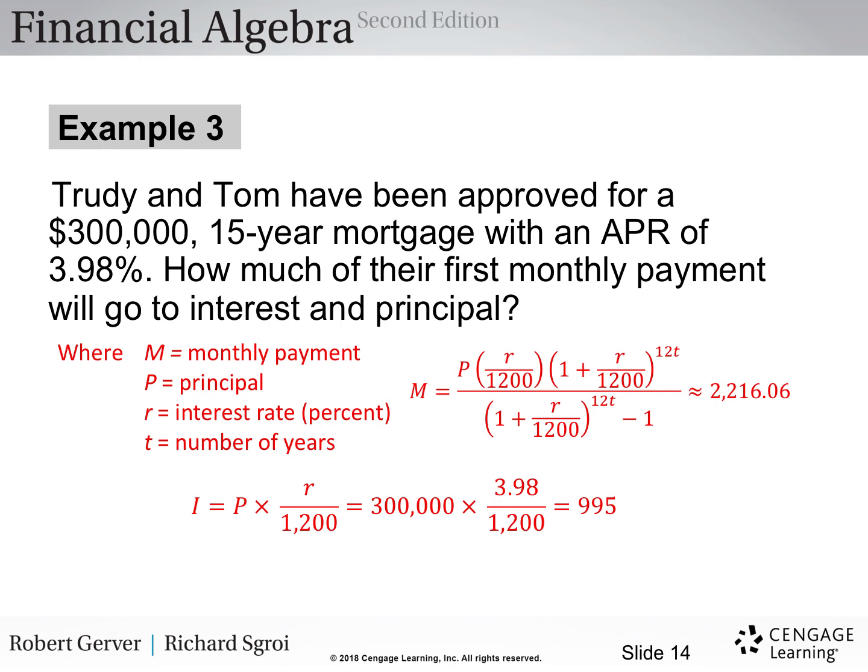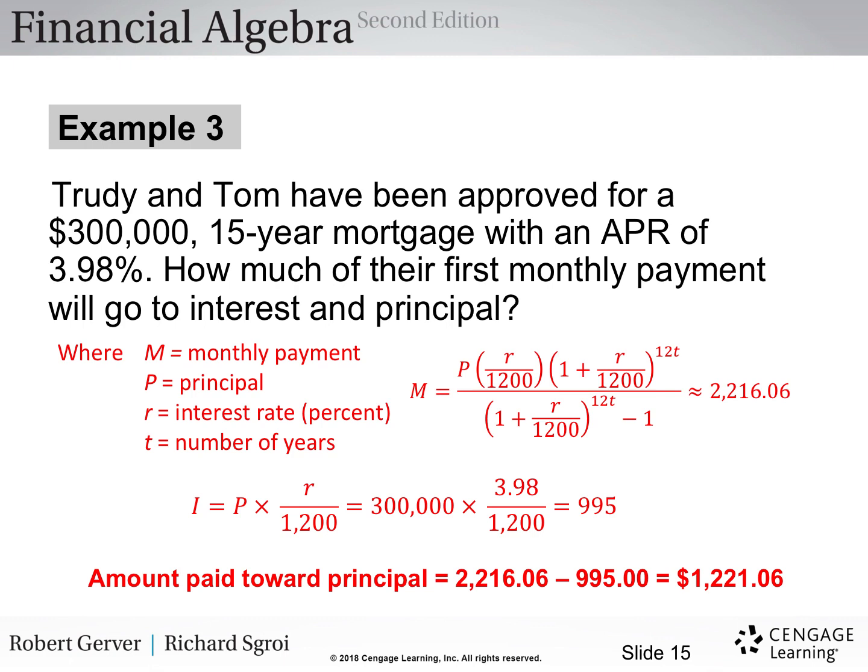So now we need to calculate the interest initially. For the first monthly payment, their balance is going to be $300,000. Their interest rate is 3.98%, and we want to figure out per month, but we also want to use the interest rate rather than the decimal, so it's going to be 300,000 times 3.98 over 1,200. It comes out that the first payment is going to require an interest payment of $995.